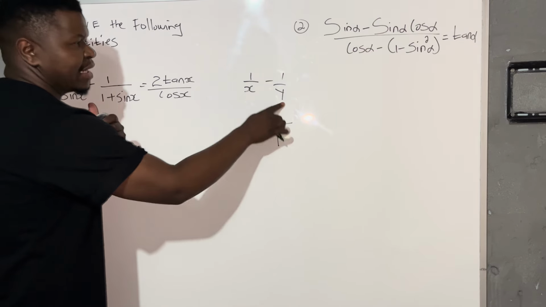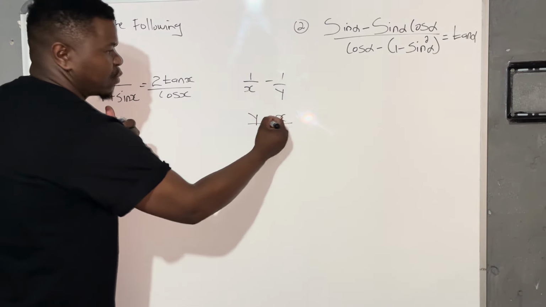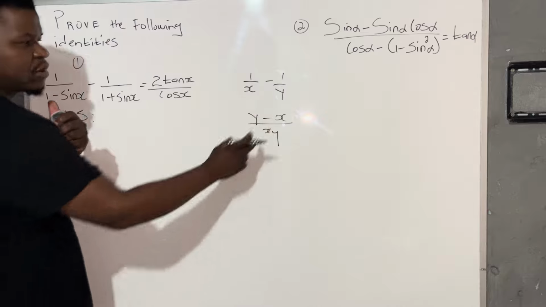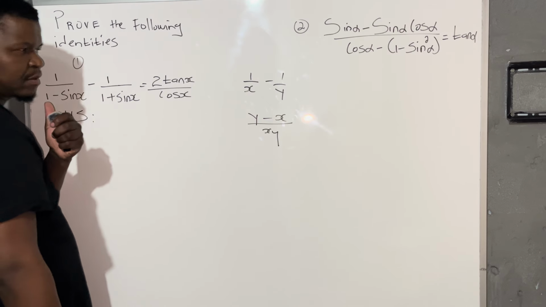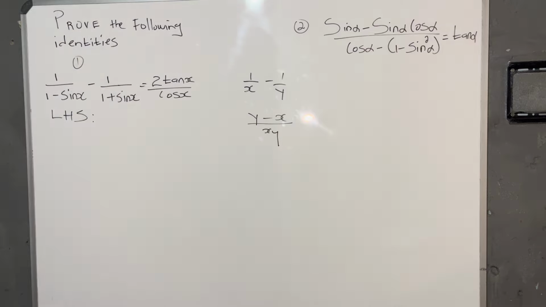What is y times 1? That's y. What is x times 1? That's x, with the minus. According to this, it ends there. I cannot simplify it further. Right?